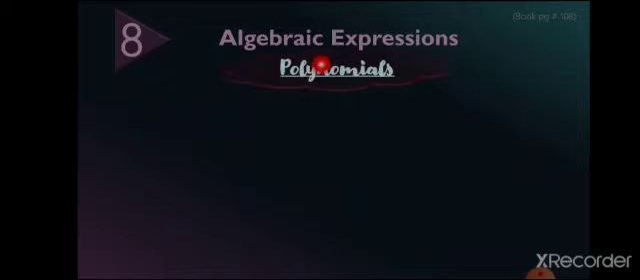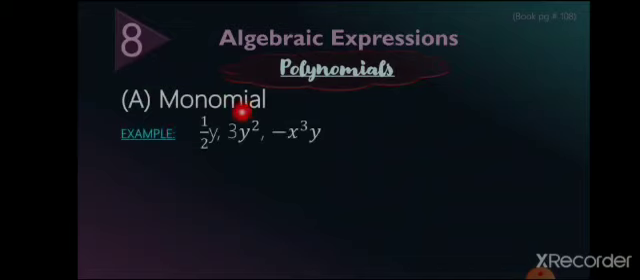Okay, so there are different kinds of polynomials. First is monomial. What is monomial? A monomial is a polynomial consisting of a single term. Single term means this is a single term, 1, 2 and 3. These are 3 single terms. These are separated by commas.